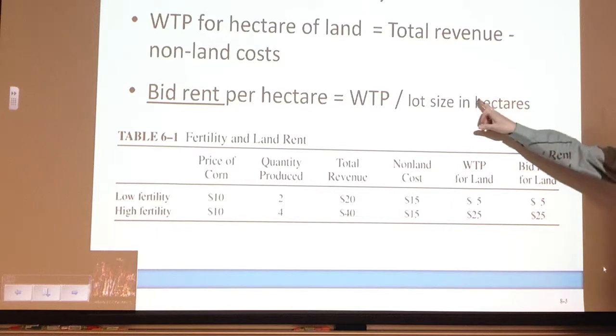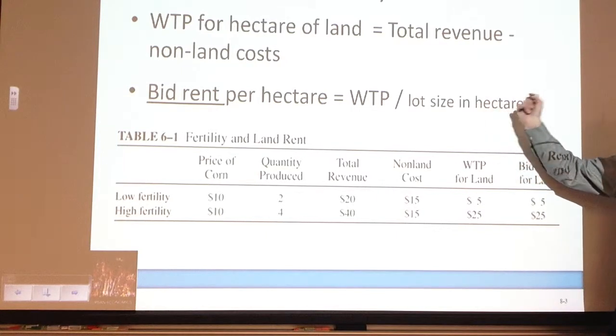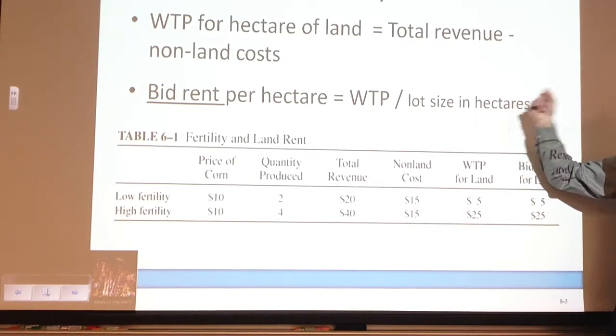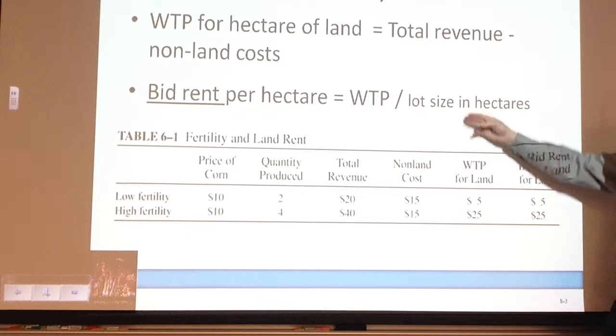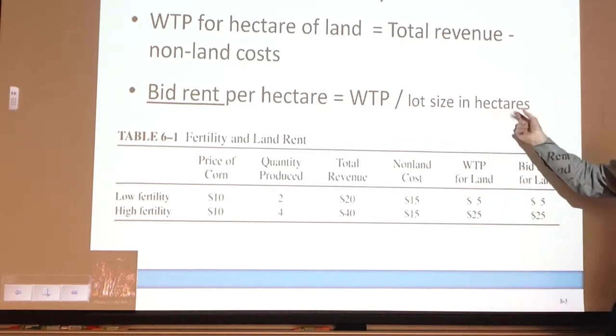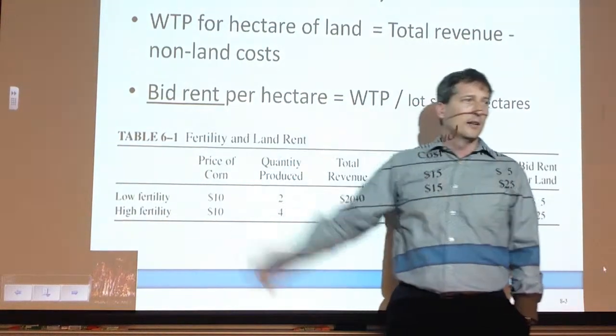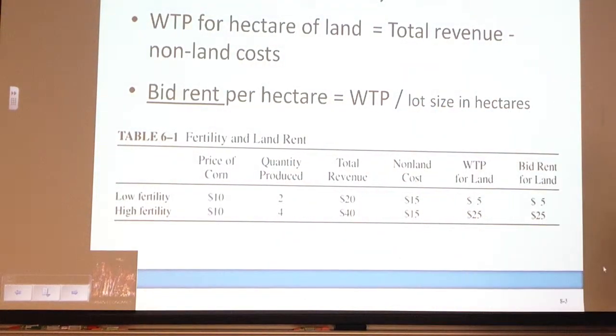This one I just wanted to highlight too, on the lot size. We often talk about a 100-acre farm, a 1,000-acre farm, or whatever that land is. Our willingness to pay divided by the lot size gives us our bid rent. So the bid rent is the rent per hectare.